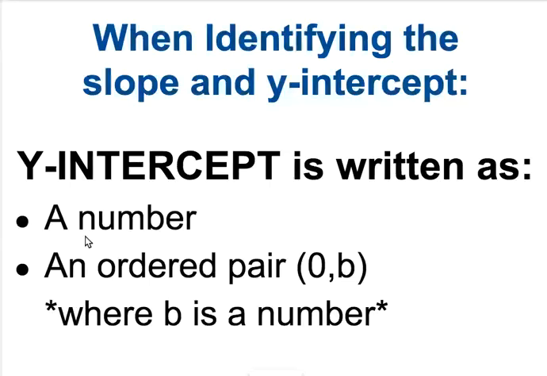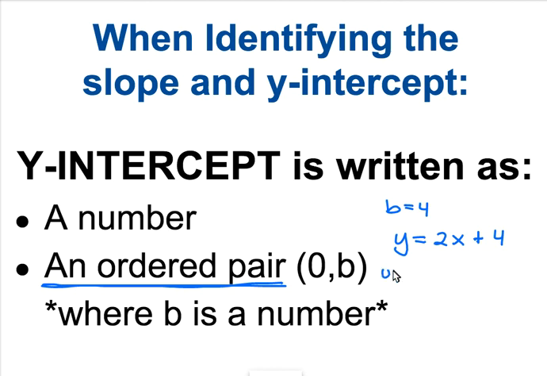There is a second way that you'll see the y-intercept written, and you need to be aware of this so that on a test or a quiz, if you see it written this way, you know what they're talking about. The y-intercept can also be written as an ordered pair. Because the b is where the line crosses the y-axis. It's still a point. And because it's a point, you can write it as an ordered pair. So if you had the equation y equals 2x plus 4, you could write your y-intercept as a number and say b equals 4. Or you could write it as an ordered pair. 0, 4.